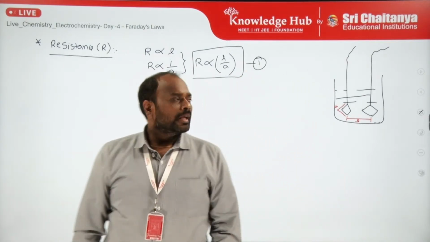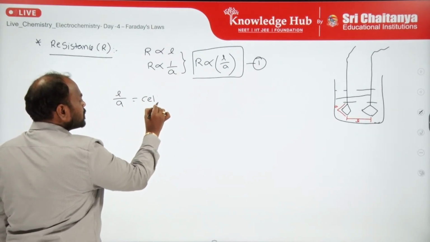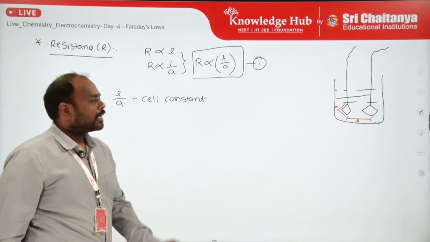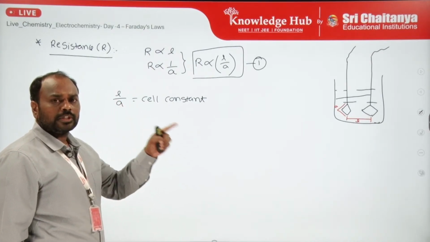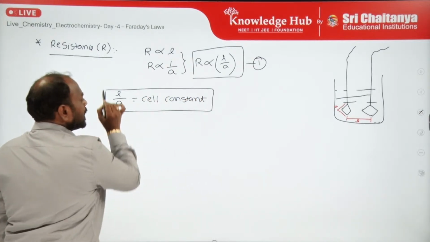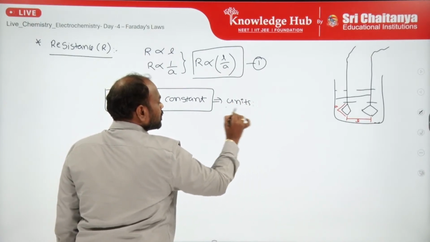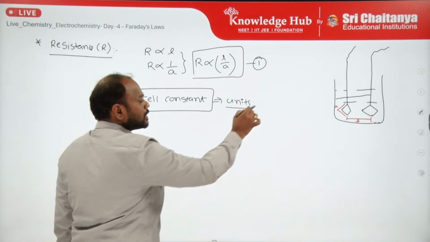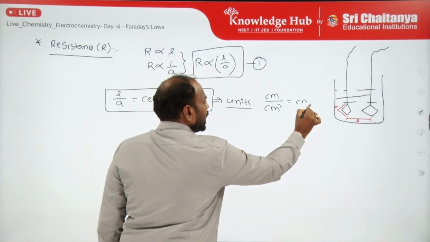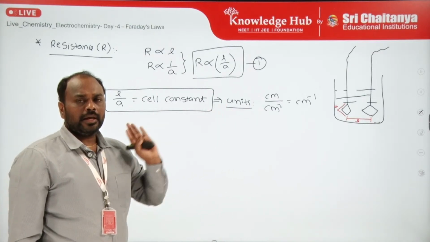Okay. Now here L by A is also known as cell constant. Cell constant is nothing but the ratio between the distance between 2 electrodes and the area of cross section. Now what are the units for cell constant? L units are centimeter, area of cross section is centimeter square, we get centimeter inverse. So units of cell constant is centimeter inverse.